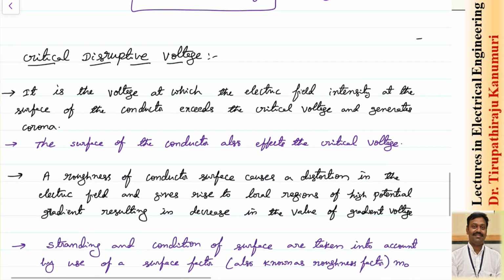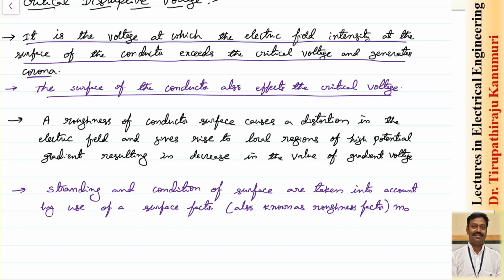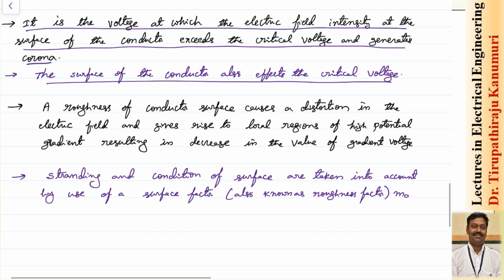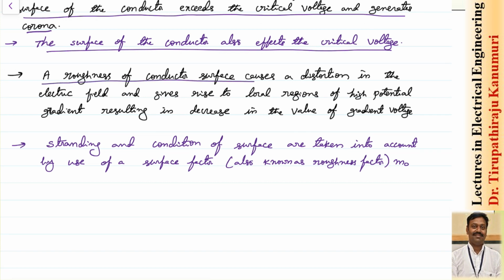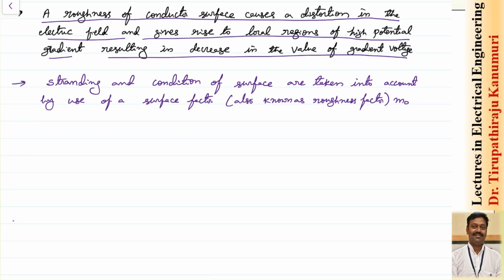So from this I can tell that the critical disruptive voltage is the voltage at which the electric field intensity at the surface of the conductor exceeds the critical value and corona starts forming. The surface of the conductor also affects the critical voltage. Which type of surface the conductor has also affects it. Generally the roughness of the conductor surface causes a distortion in the electric field and gives rise to local regions of high potential gradient, resulting in a decrease in the value of the gradient voltage. Generally we know the conductors are made up of stranded conductors, and dust and dirt accumulate on the conductors, which further increases the irregularity factor.